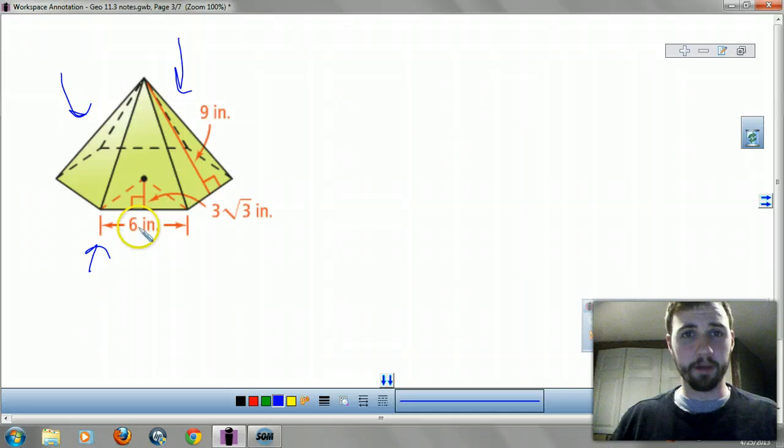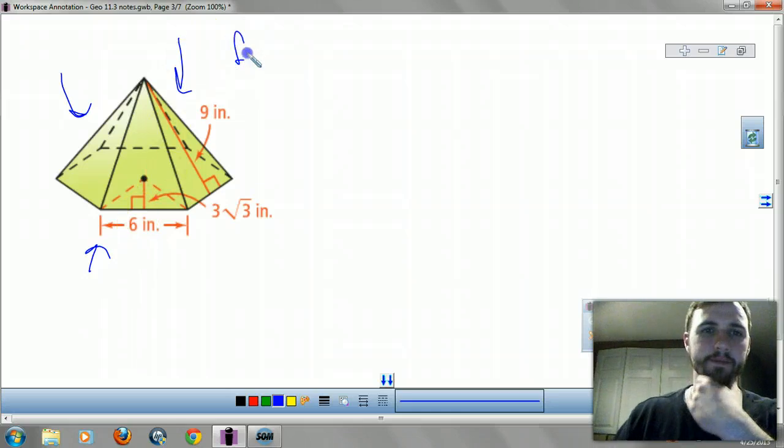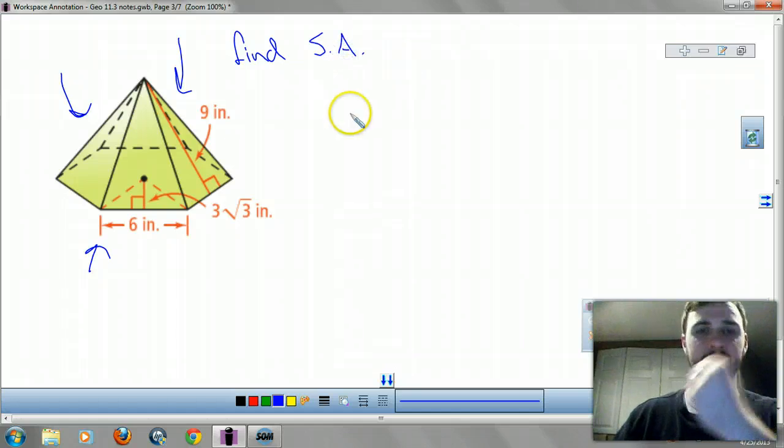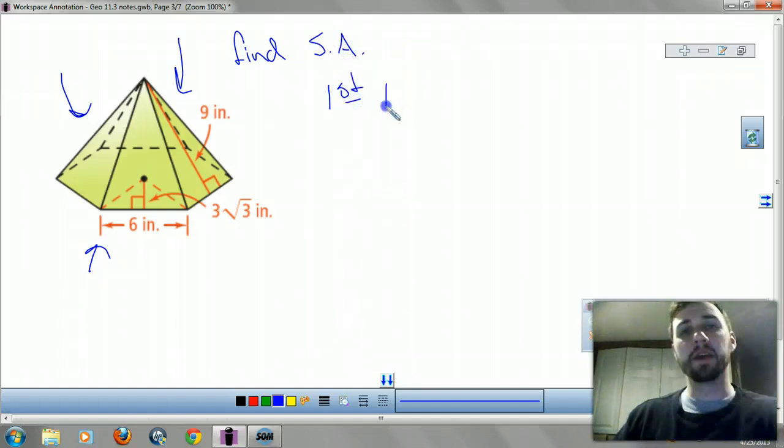We have a hexagonal pyramid, right? We want to find SA. Okay. First, we gotta find LA.